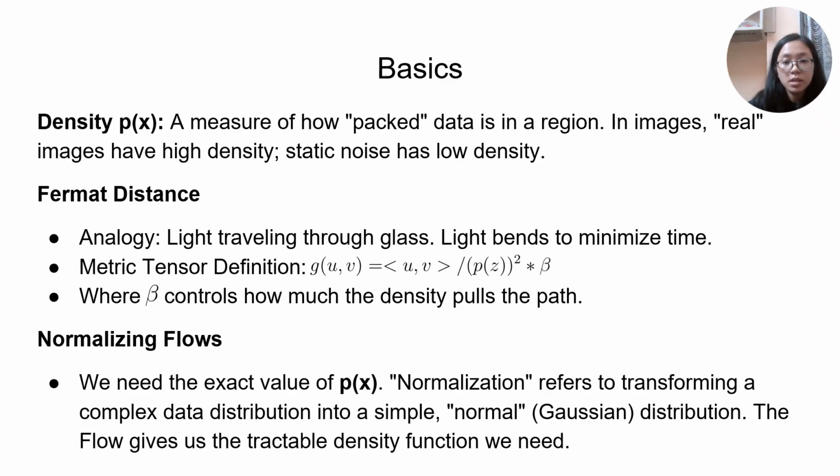Finally, to compute this distance, we need an exact estimate of P of x, which brings us to the normalizing flows. A flow model transforms a complex distribution like images in latent space into a simple Gaussian where the density is known. By tracking how this transformation changes volume, we can compute an exact tractable log density for any point. This gives us the precise density information needed to define Fermat distances. With these basics in place, the next speaker will walk you through how we apply these ideas in our architecture.